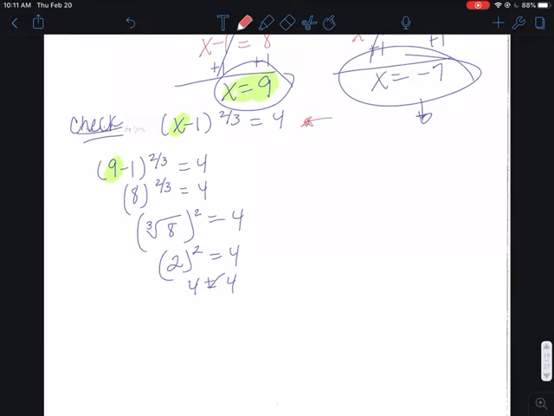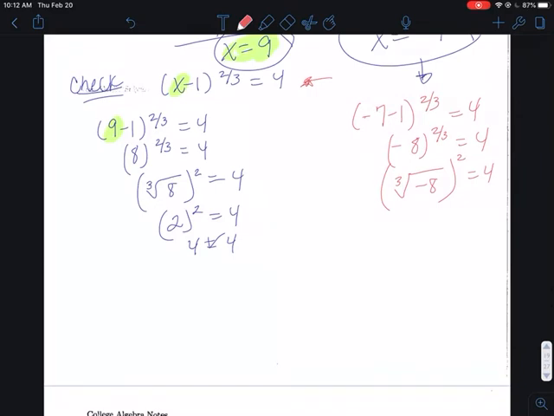So I'm going back to the same equation, and wherever I see x, I'm going to put negative 7. So negative 7 minus 1 to the 2/3 power should equal 4. Well, negative 7 minus 1 is negative 8, so this becomes the cube root of negative 8, squared. The cube root of negative 8 is just going to be negative 2, because negative 2 times negative 2 times negative 2 would give you a negative 8.